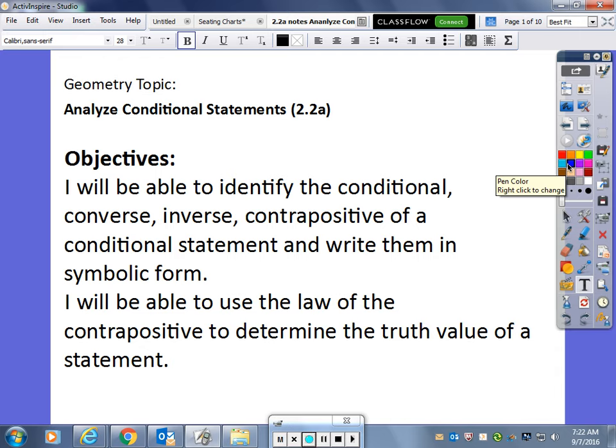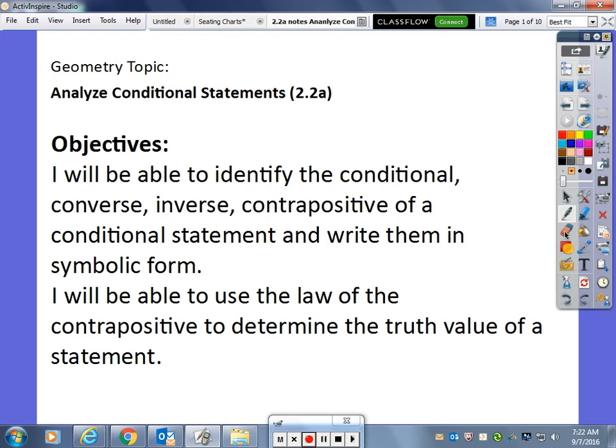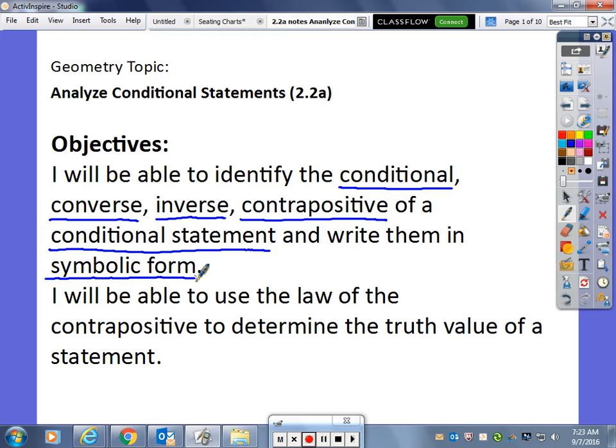Hello, everybody, and welcome to today's lesson on analyzing conditional statements. Our objectives for today: we will be able to identify the conditional, converse, inverse, and contrapositive of a conditional statement, and we will be able to write them in symbolic form. We will also use the law of the contrapositive to determine the truth value of a statement.